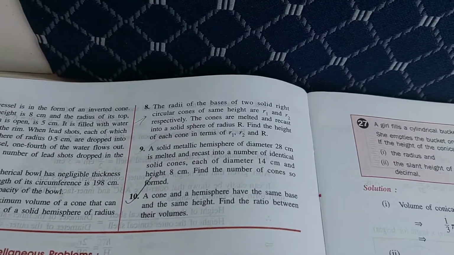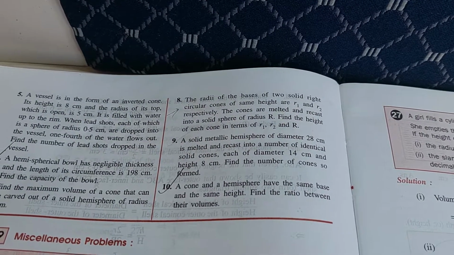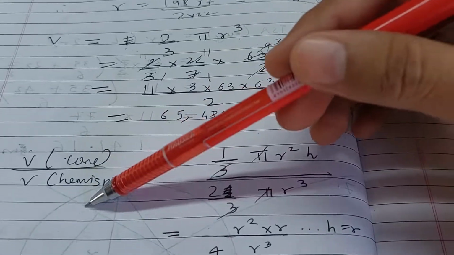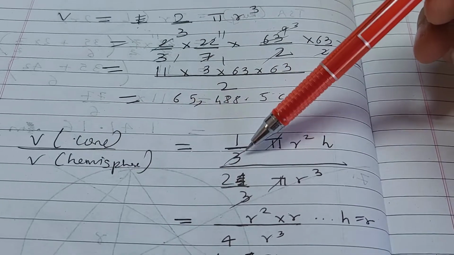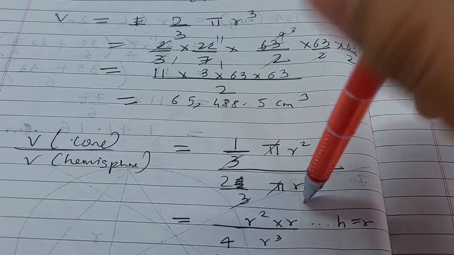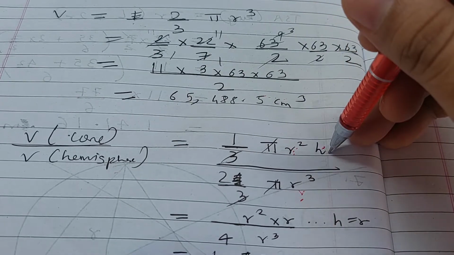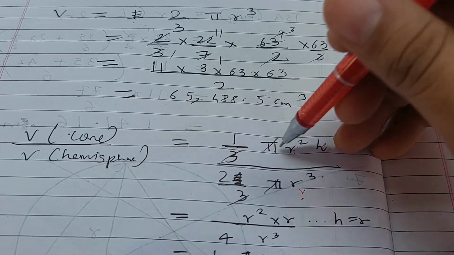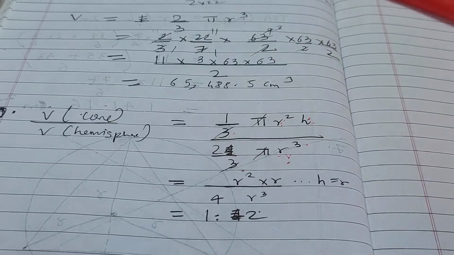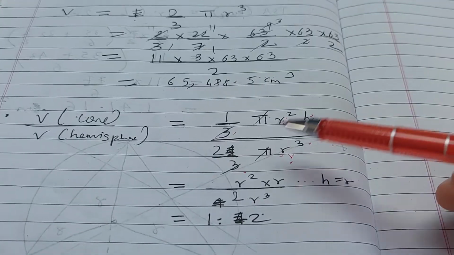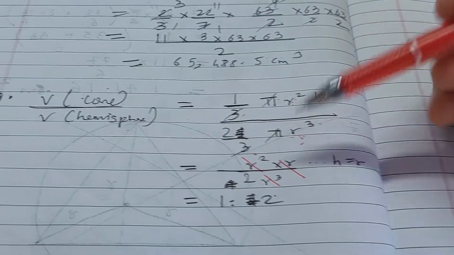10th sum. A cone and a hemisphere have the same base and the same height. Find the ratio between their volumes. Well, volume of cone upon volume of hemisphere, in the question it is in this order, so you have to stick to this order. Formula. Notice that radii are same, and even h is equal to r, so even this becomes r cube and this is r cube, so that gets cancelled, pi gets cancelled, 3 gets cancelled, so the only thing left is the denominator 2. So answer is 1:2.